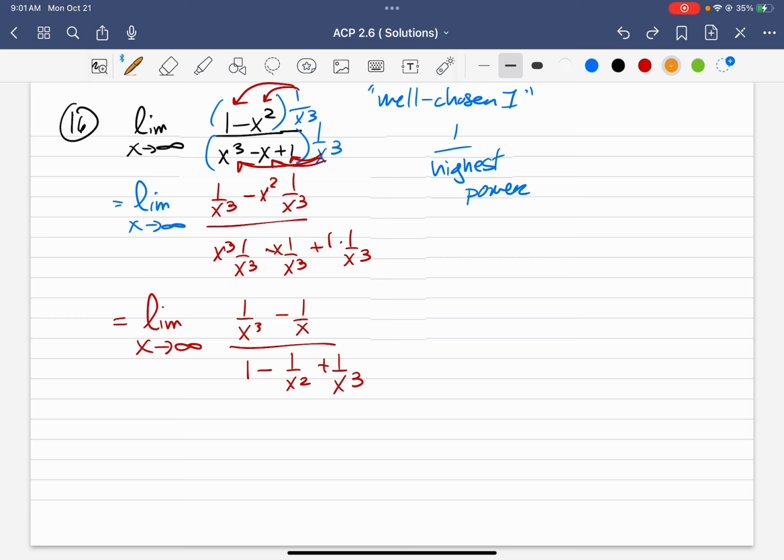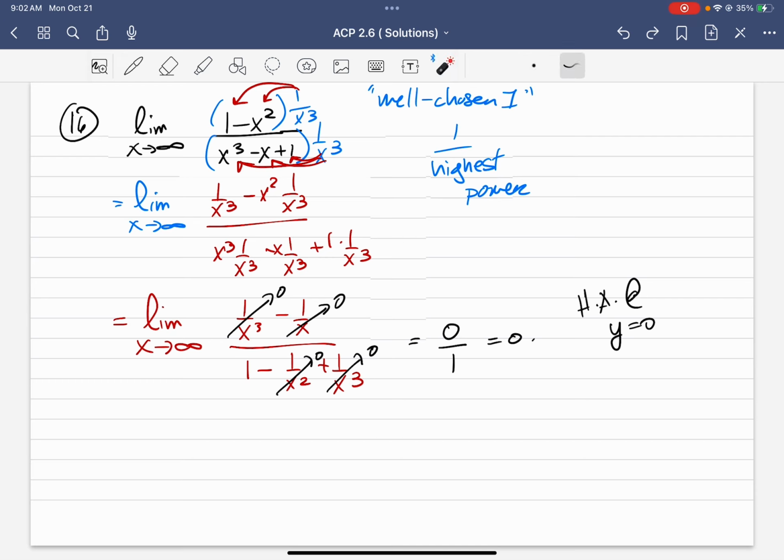So now we just let x grow without bounds. As x gets really big, this goes to 0 and this goes to 0. So the bottom is wanting to be 1, but this goes to 0 and this goes to 0. So we get 0 over 1, which is 0. So this function has a horizontal asymptote at y equals 0 because in the long run, it settles down to 0. Another way to say that is the function can be made as close to 0 as you want by taking x sufficiently large. So that's 16.